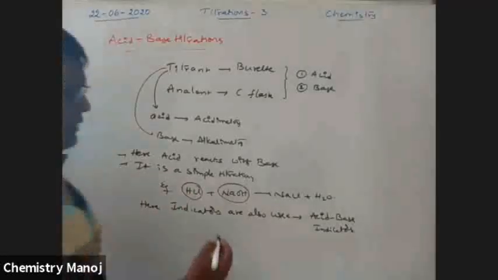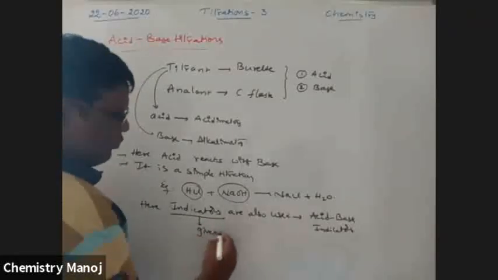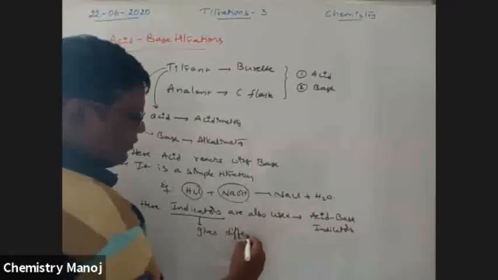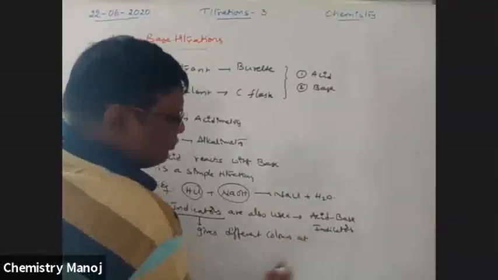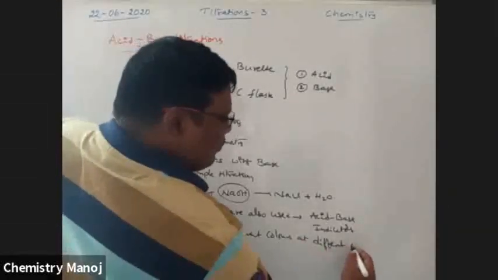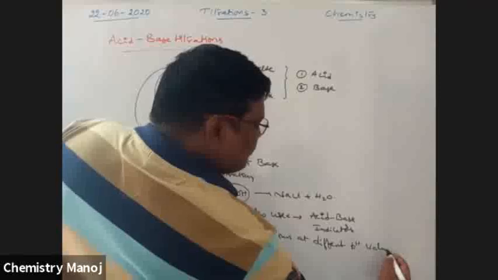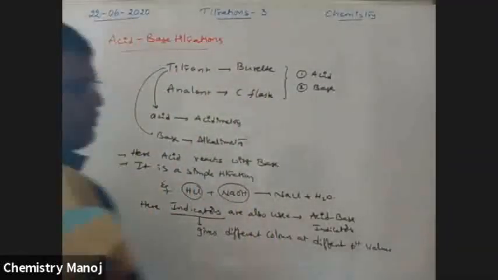These indicators give different colors at different pH values.